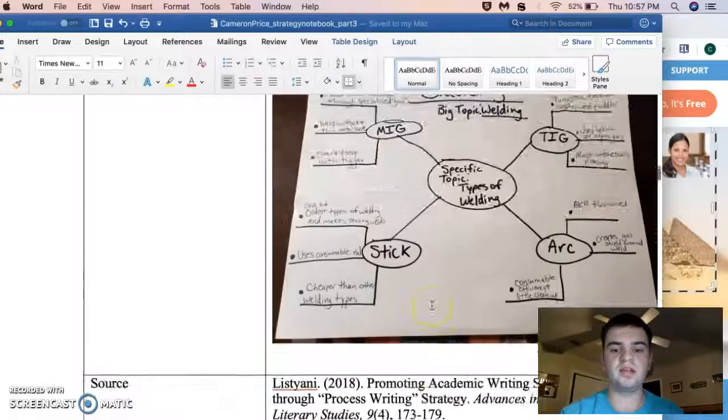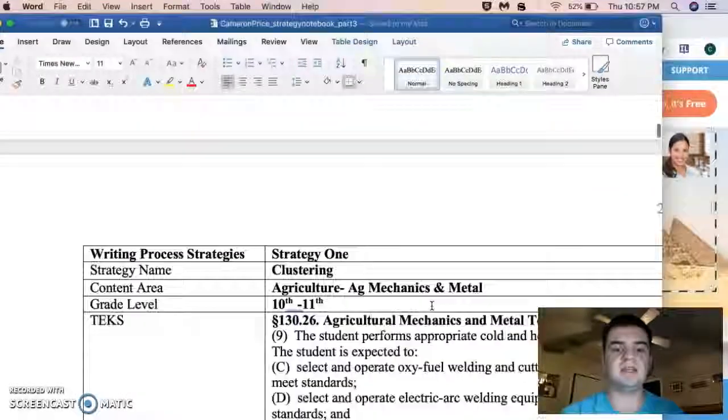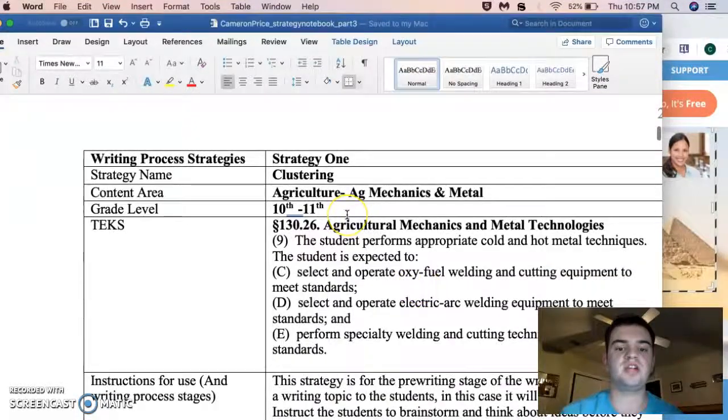That was a source and article I used. And once again, this was a clustering strategy, strategy 1 for the ag mechanics and metal content area for grades 10 and 11. Thank you.